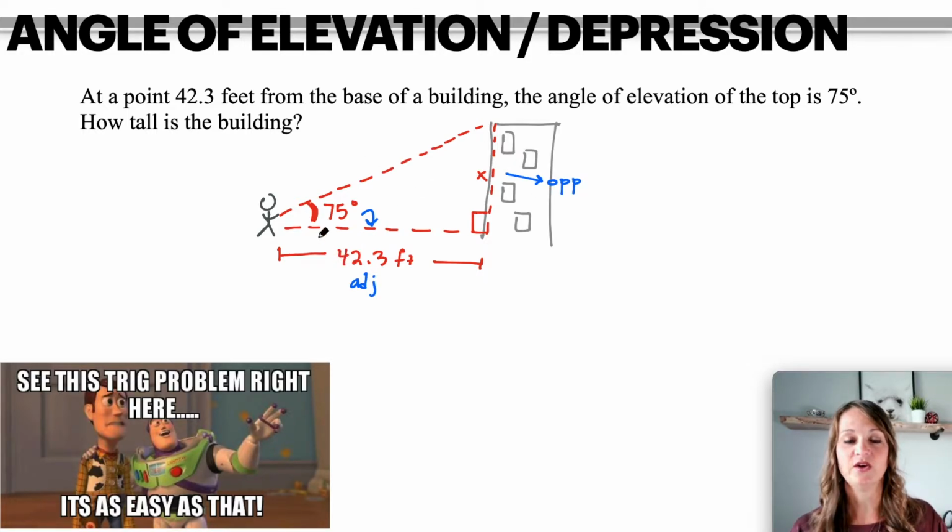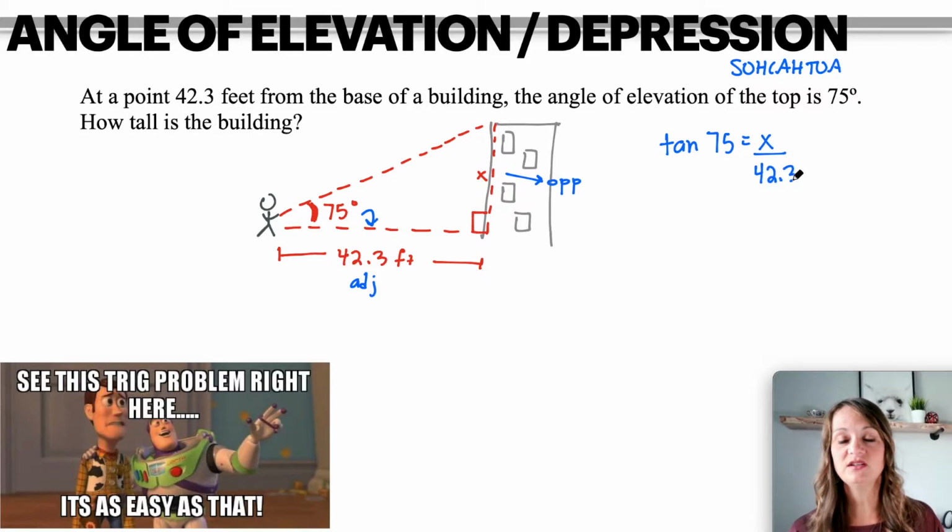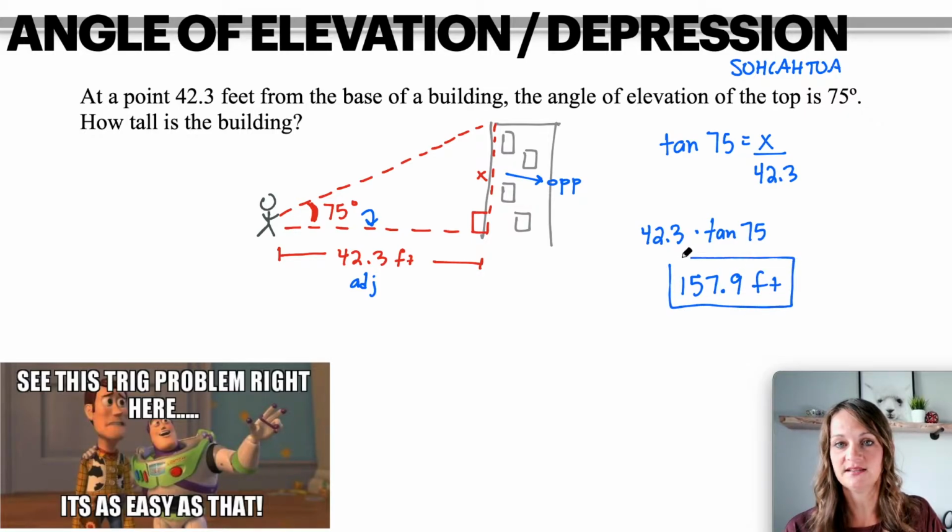So O and A from SOHCAHTOA, again, I will just write SOHCAHTOA here. O and A represent using tangent. So I can now write an equation. So the tangent of our angle is the opposite divided by the adjacent. Now that we have an equation, we can now solve for x. So to solve for x, we are going to multiply the other side by 42.3, and we will get 157.9 feet would be the height of the building.